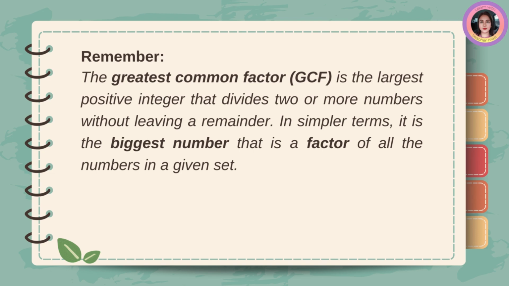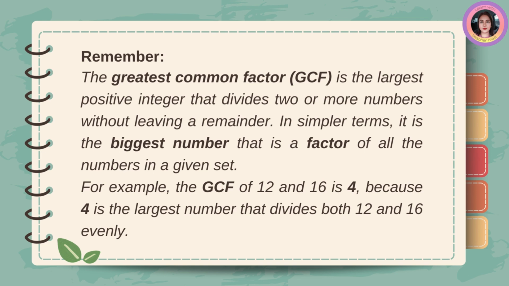Remember, the greatest common factor or GCF is the largest positive integer that divides two or more numbers without leaving a remainder. In simpler terms, it is the biggest number that is a factor of all the numbers in a given set. For example, the GCF of 12 and 16 is 4 because 4 is the largest number that divides both 12 and 16 evenly.